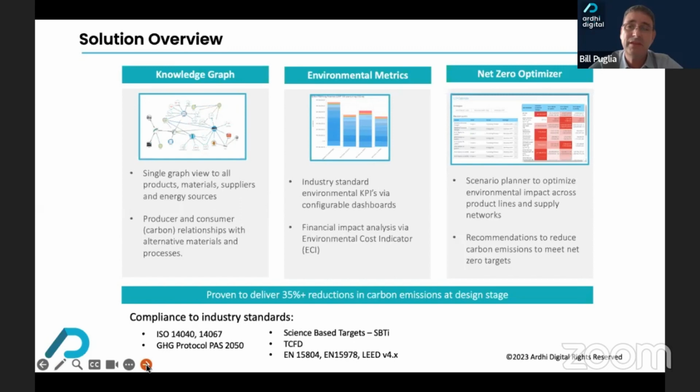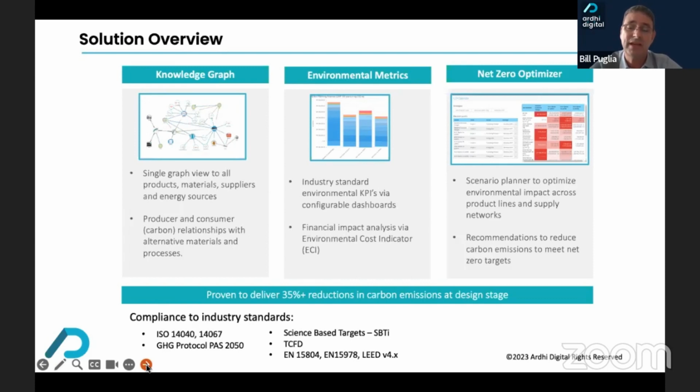So we have a capability that we call Net Zero Optimizer with advanced AI that allows you to build a series of strategies to reduce carbon or any of those environmental metrics like toxicity or environmental cost. You can optimize on those metrics across the entire design, or you can also drill down into the details of the knowledge graph and optimize across different environmental metrics at different areas of the knowledge graph to come up with the optimal profile.